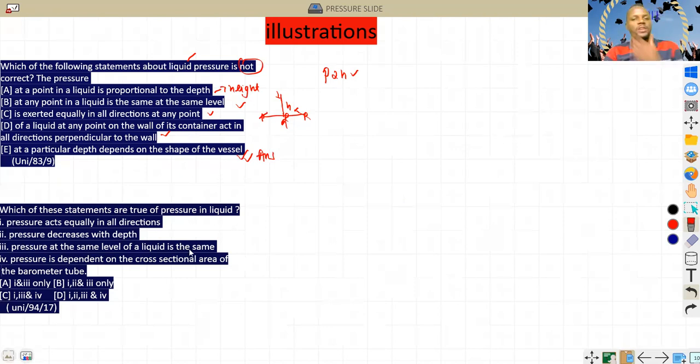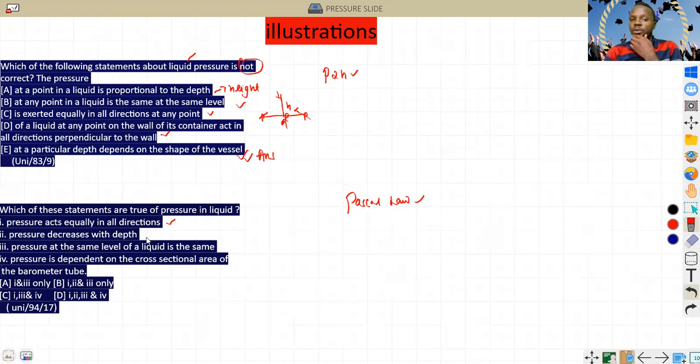The next one is illustration 2. About illustration 2, we have: which of these statements are true of pressure in liquid? Still on Pascal laws and Pascal principle, law of transmissibility. So about Pascal law, we can say, fine. Roman figure 1 says pressure acts equally in all directions. It's valid because we've done something like that not quite long ago. We say pressure acts equally in all directions.